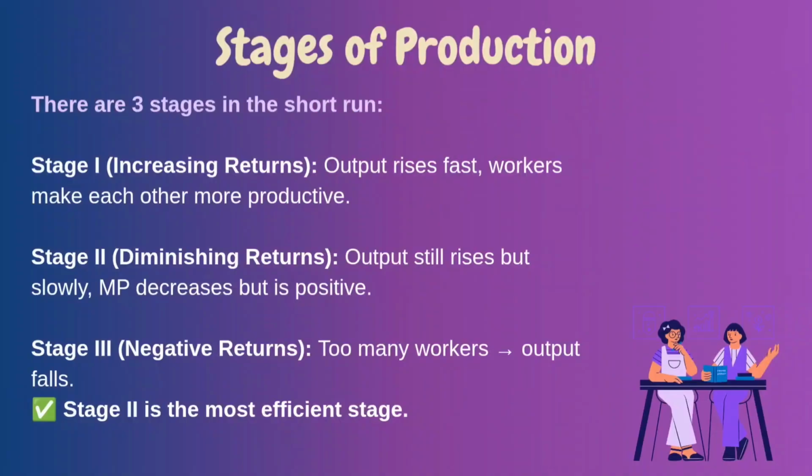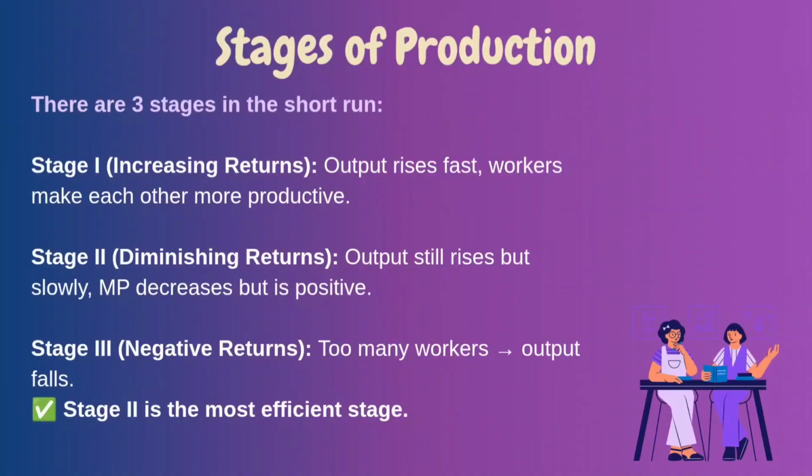Now, production in the short run goes through 3 stages. Stage 1, increasing returns. Output rises fast, as workers make each other productive. Stage 2, diminishing returns. Output still rises but more slowly. Here, the marginal product decreases but it is still positive. Stage 3, negative returns. Too many workers cause output to fall, and here the marginal product is negative.